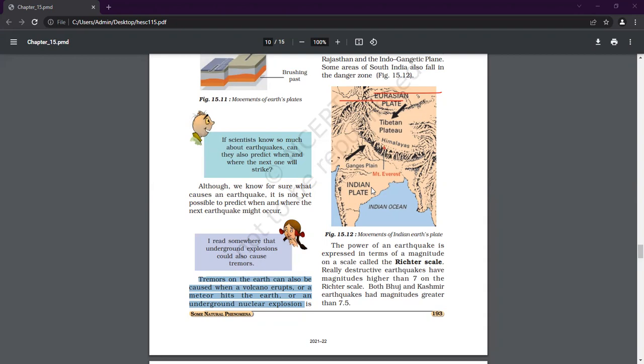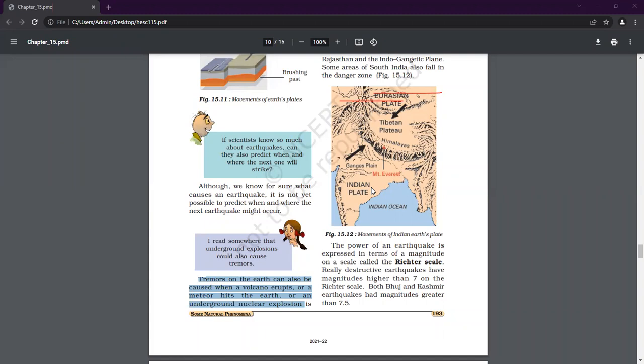Most of the cases, the tectonic plate is the reason, but sometimes the volcanic eruptions or the strike of meteors or the underground nuclear explosion can also be the reason for the earthquake. Are you getting my point? The earthquake may have different reasons, different causes. जो एक basic cause होता है जिसके कारण earthquake आता है, that is the movement of the tectonic plates under the earth crust. But what may be the other reasons?